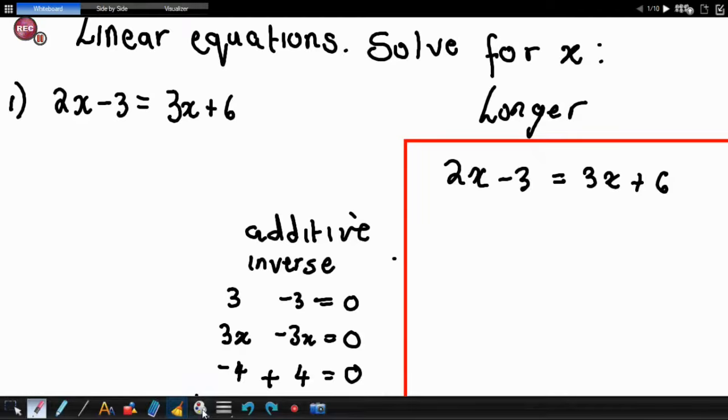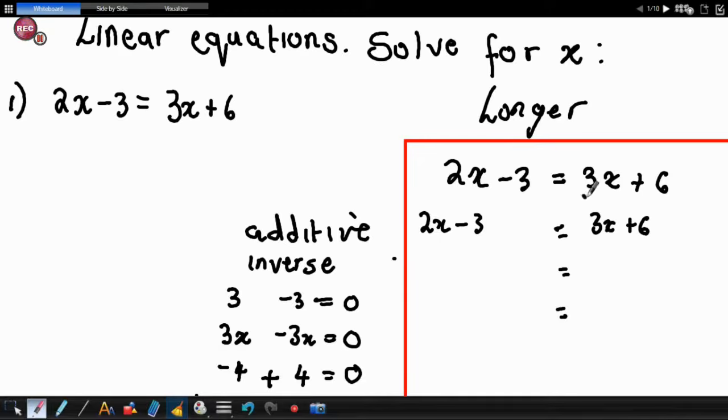Okay, so if we start here, let's just put the equal signs. I want this 3x to join the 2x, so that I can add those two. And if I do that, the negative 3 will have to go to the right-hand side so that it can add to the 6. Okay, so let's just go ahead and do this. Now, if I have 2x minus 3, we still have 3x plus 6 there.